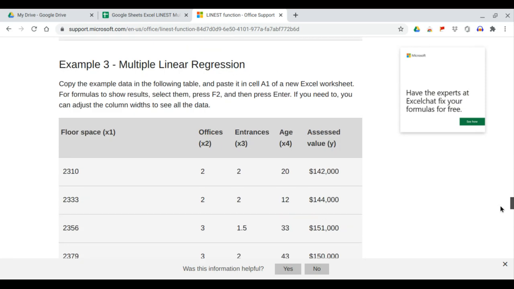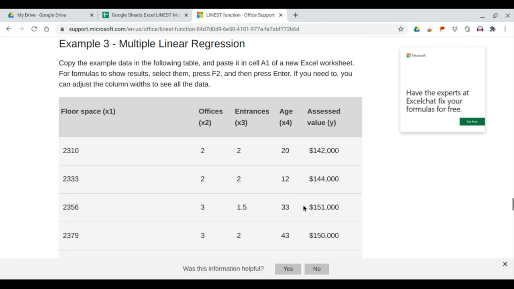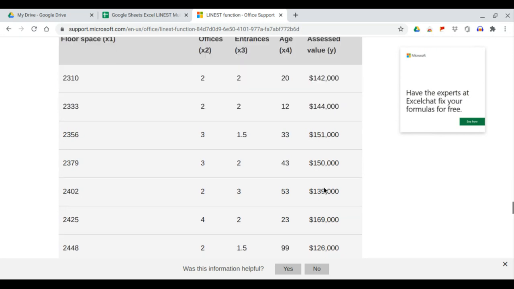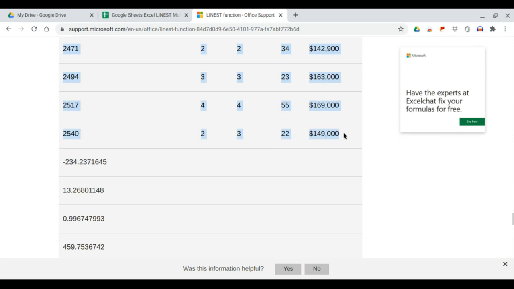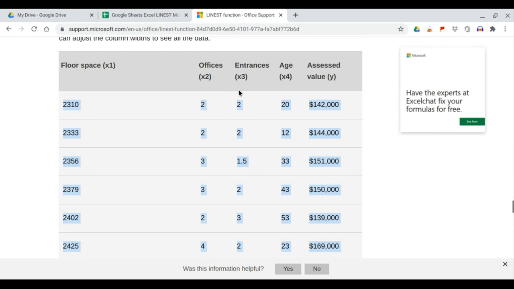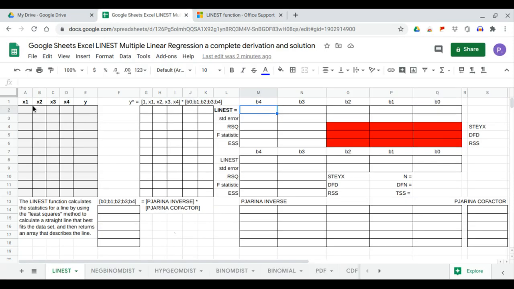Here you have the multiple linear regression. We have the floor space as x1, office spaces as x2, entrances as x3, age as x4, and the assessed value as y. We'll copy these values and use LINEST in this example.